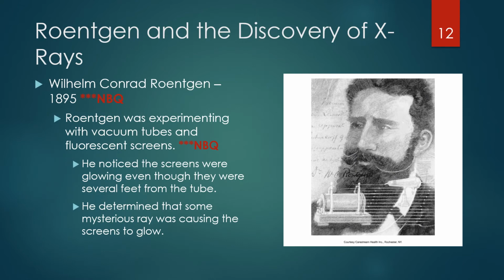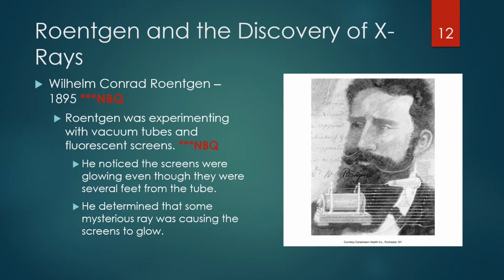Okay, so now we're going to get into the history of x-rays. The discovery of X-rays goes to a guy named Wilhelm Conrad Roentgen. He was a Bavarian physicist, and in 1895, on December 22nd, he was in his lab experimenting with vacuum tubes and fluorescent screens, which was quite a cutting-edge technology at the time.